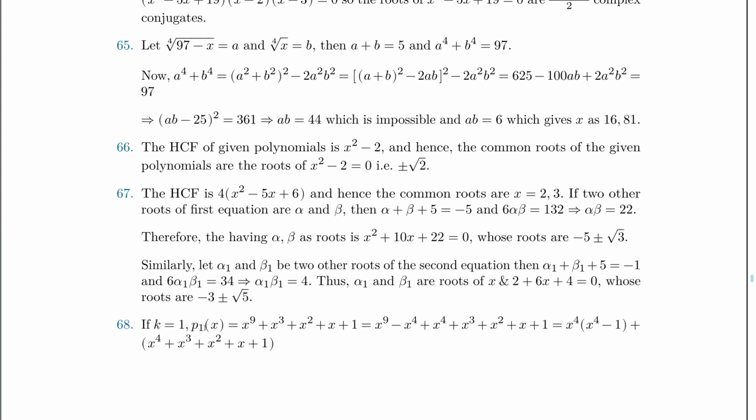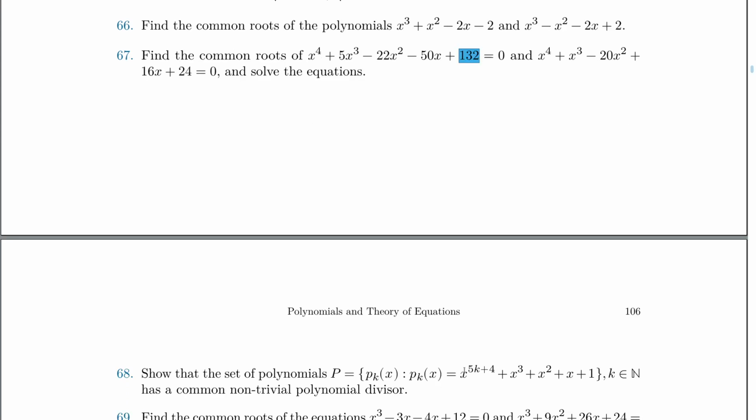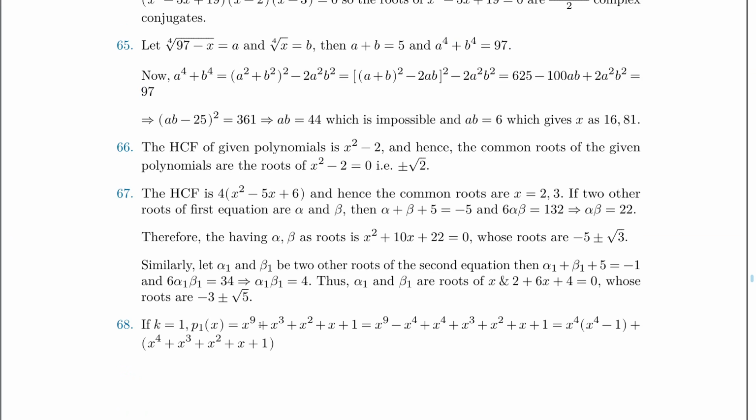So if k is equal to 1, in this case p1(x) becomes x to the power 9 plus x cube plus x square plus x plus 1, which is equal to x to the power 9 minus x to the power 4 plus x to the power 4 plus x cube plus x square plus x plus 1. Now here what we do is we take x to the power 4 common. So there is something wrong here. Okay, let's see.